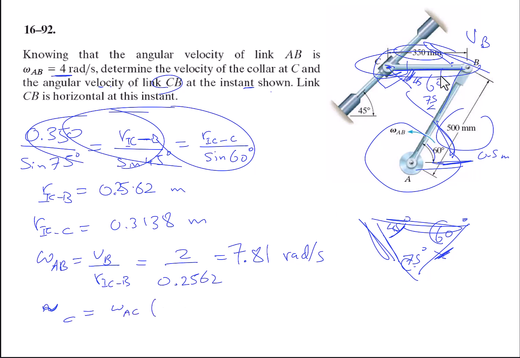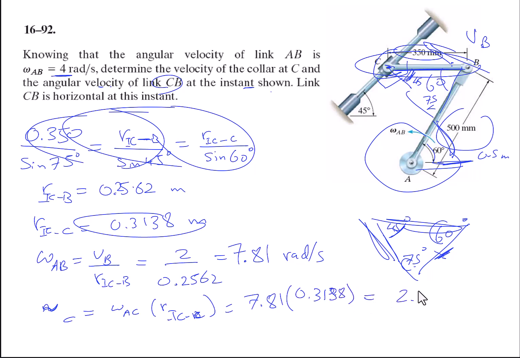times this R C/IC. So this is 7.81 times 0.3138, and this comes out to be 2.45 meters per second.